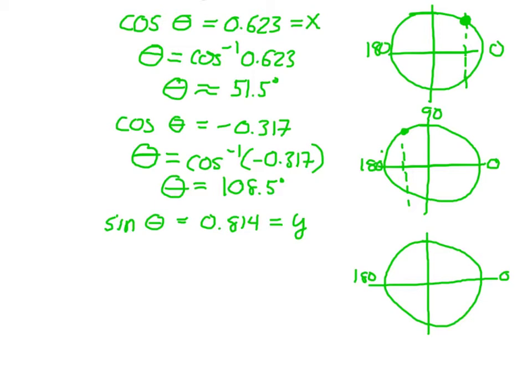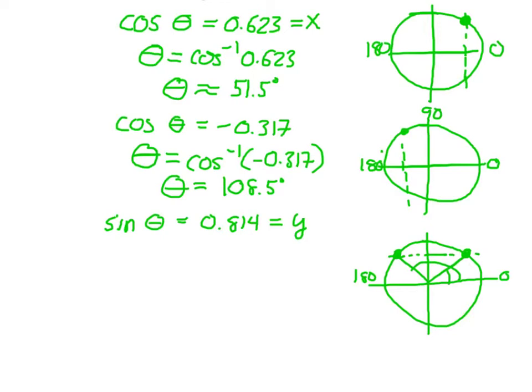So I'm going to move up from the origin, 0.814. And if I draw a line through 0.814 on the y-axis, you'll see that I hit the unit circle twice, and both of these produce angles that are between 0 and 180 degrees. So in this case, I'm going to actually get 2 answers.